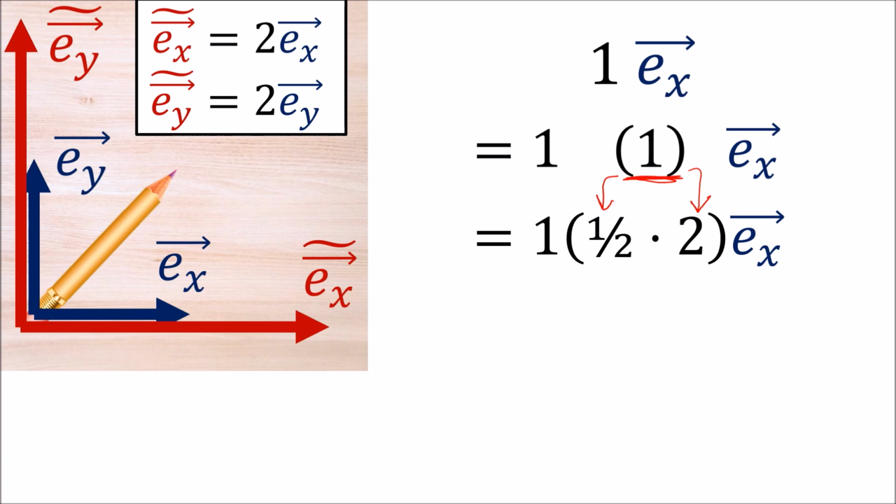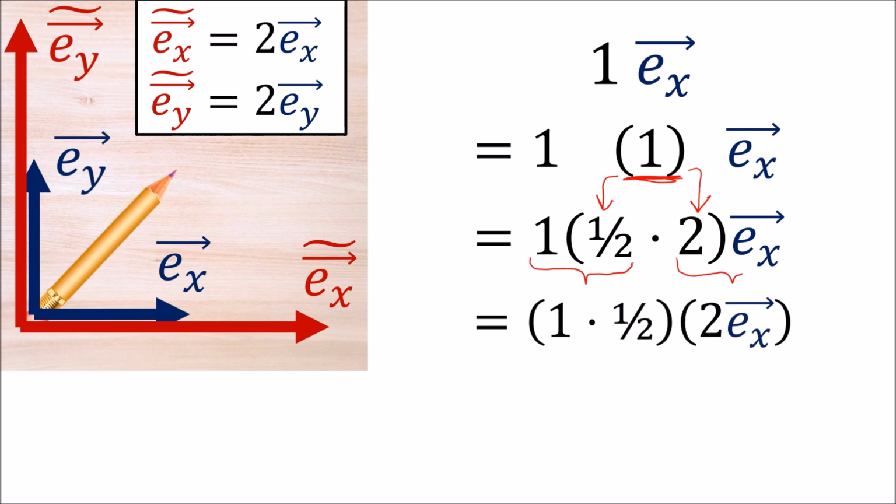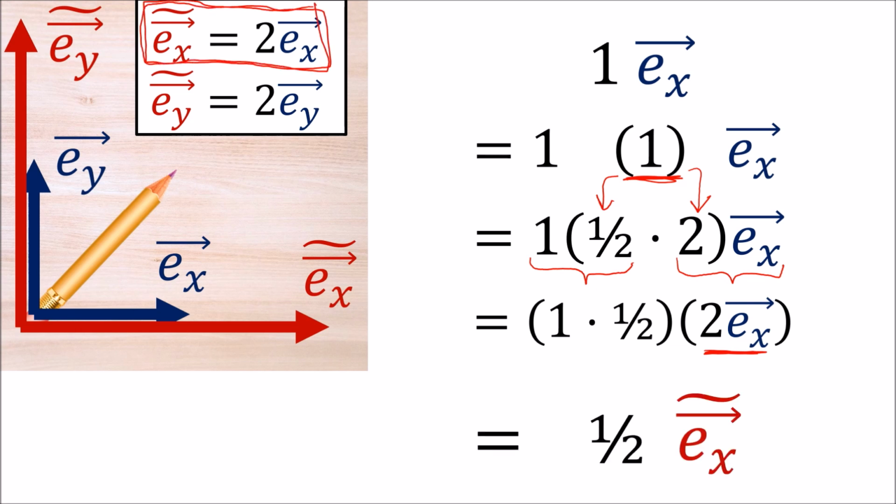The numbers 1/2 and 2 are opposites and multiplied to give the number 1, so we haven't changed anything. Now let's multiply the components by the 1/2 and multiply the basis vector by 2. And of course, doubling the length of the EX basis vector just gives us the EX tilde basis vector. So we see that this equals 1/2 EX tilde. So here we can definitely see that the basis vectors were multiplied by 2 and the vector components were multiplied by 1/2. But since the growing and shrinking balance out, 1 EX is still equal to 1/2 EX tilde.